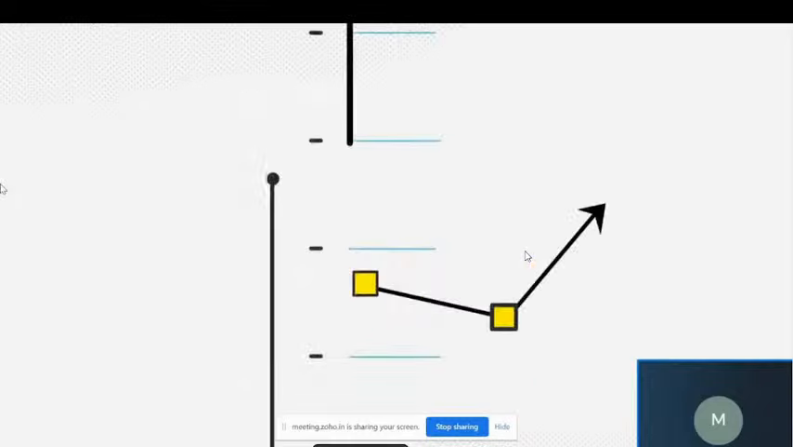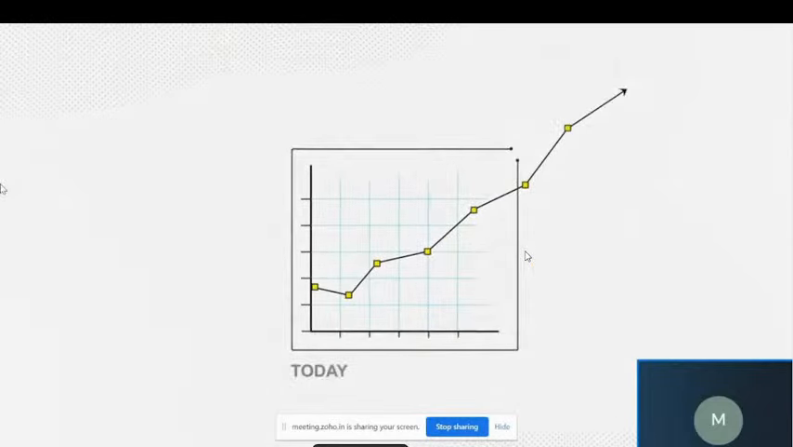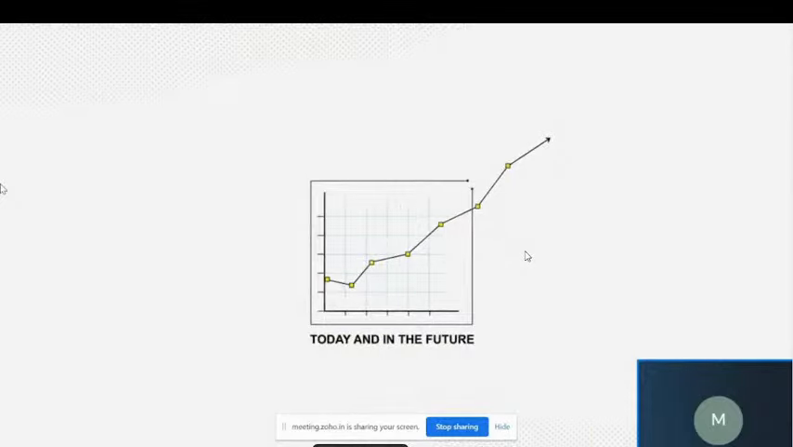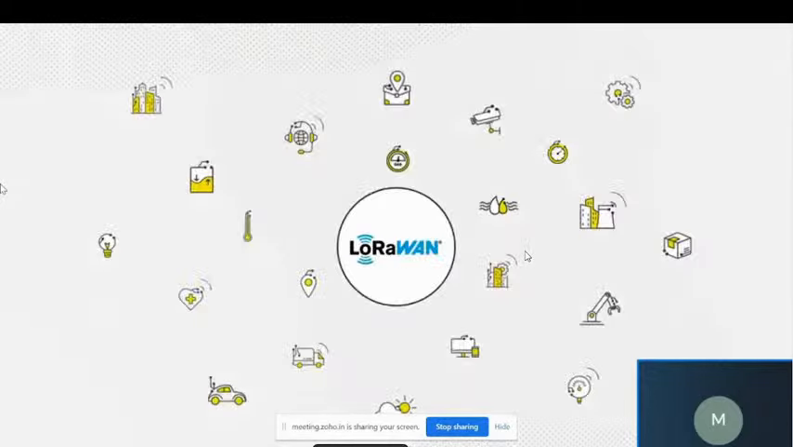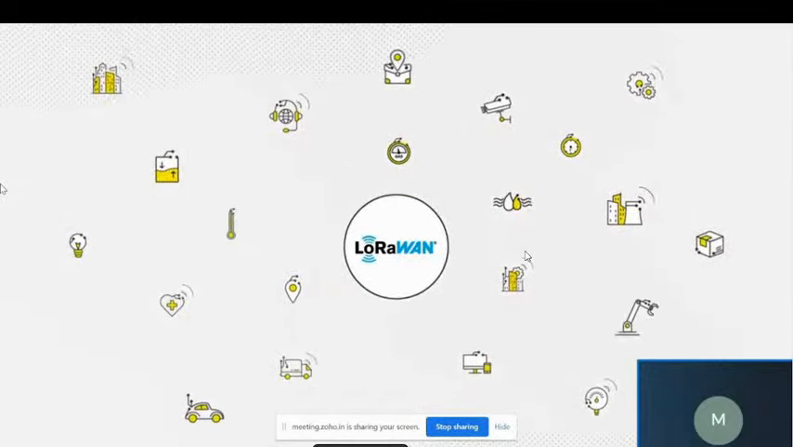When you implement LoRaWAN, you ensure that your business is agile today and in the future. Implement IoT in any way that you can imagine.